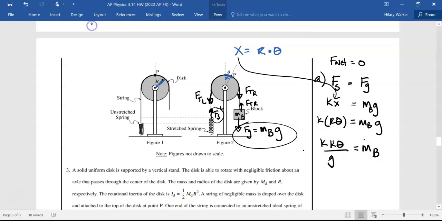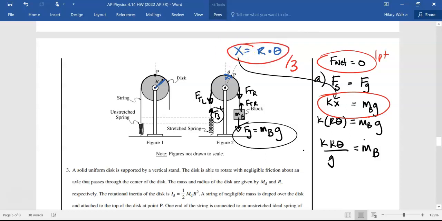Okay, so let's go through the rubric for this one. Part A is going to be out of 3 points. You get 1 point for recognizing that F net, or T net, is zero. You get 1 point for writing that the spring force is equal to Fg, or something along those lines. And then you get 1 point for correctly identifying that the arc length x is equal to r times theta.